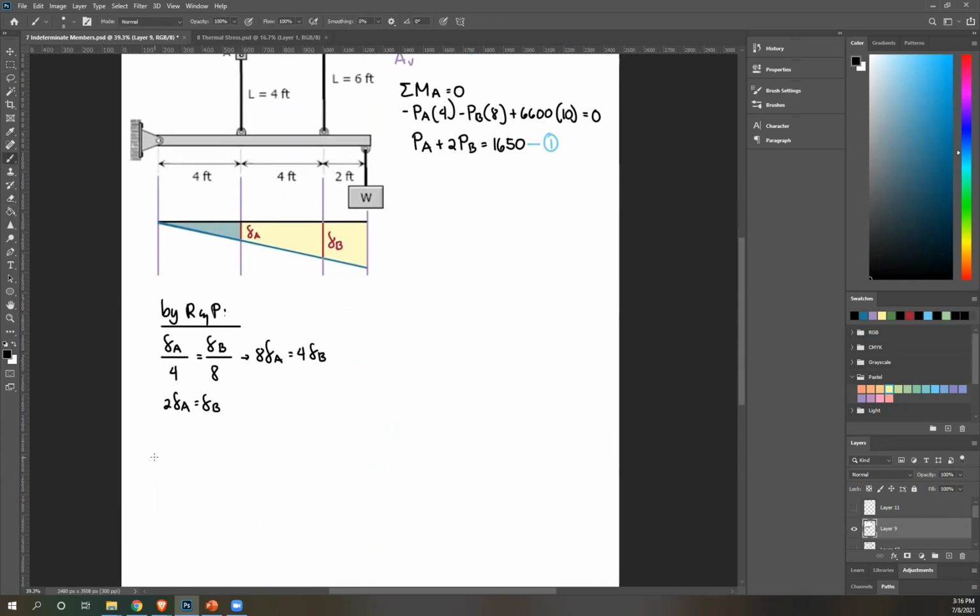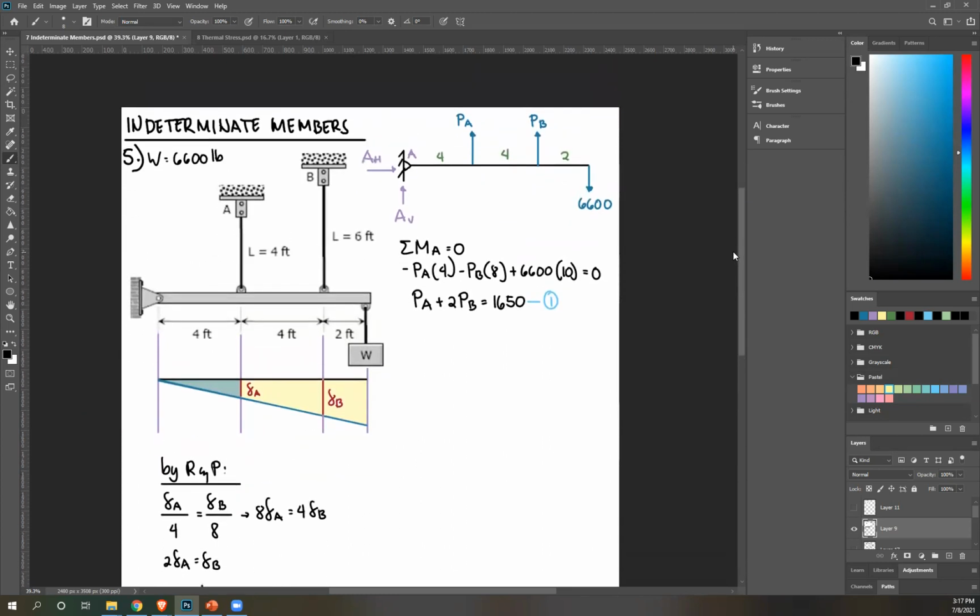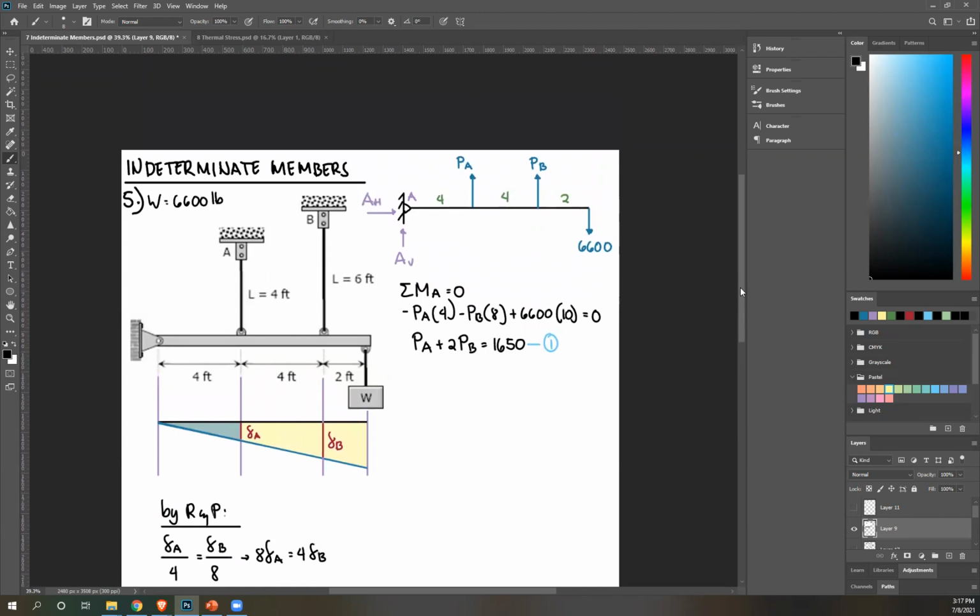So remember, we're looking for force. Okay, so we're gonna use the equation involving force for deformation, and that's PL over AE. So twice PL over AE of bar A equals PL over AE of bar B. Now you'll just sub in your values. So this is twice PA. Length of bar A is 4 feet. So make sure your units are uniform, everything in feet.